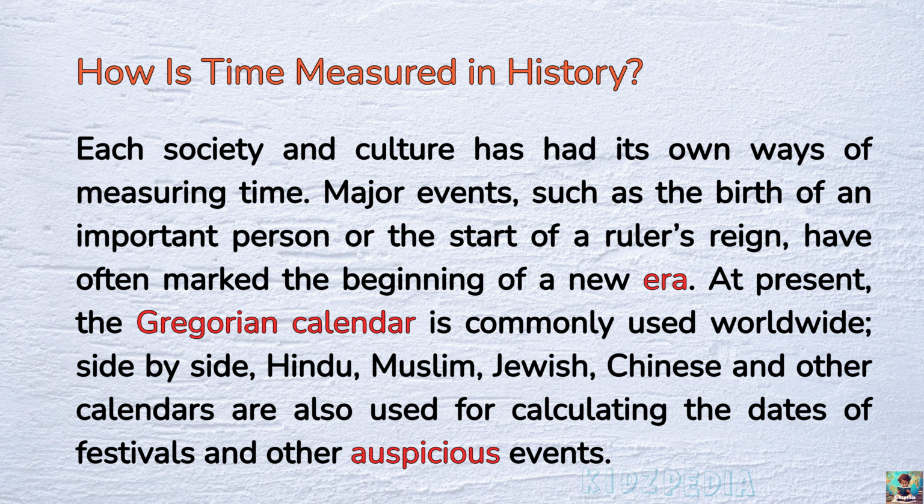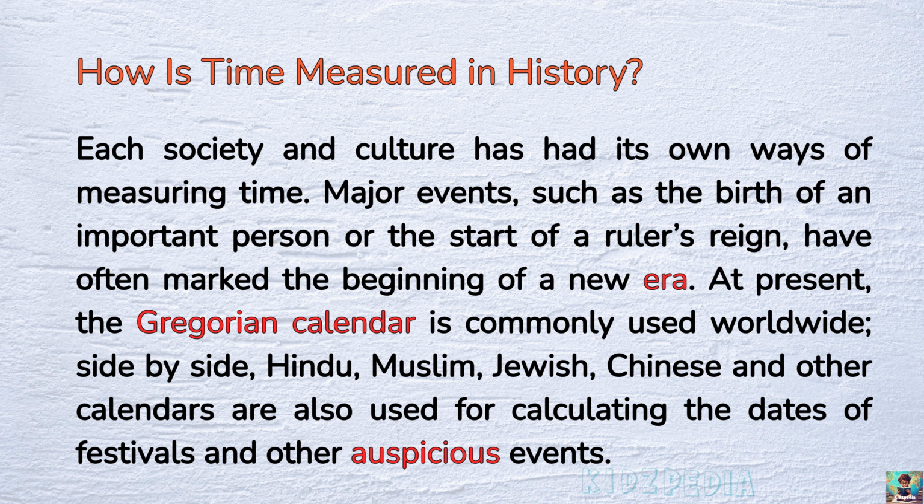What we learn here? We learn that different societies and cultures throughout history have had their own systems for measuring time. Often, the beginning of a new era was marked by major events like the birth of a great leader or the start of a king's rule. Today, the Gregorian calendar, which is based on the birth of Christ, is the most widely used calendar in the world. And many cultures use their own traditional calendars to celebrate festivals and religious events. For example, Hindu, Muslim, Jewish, and Chinese calendars are used by people to know when to celebrate their festivals and religious events.